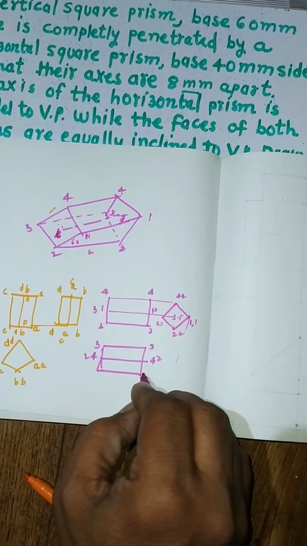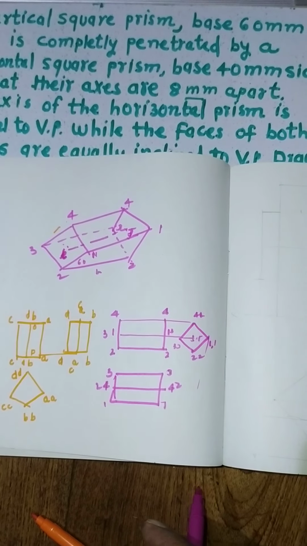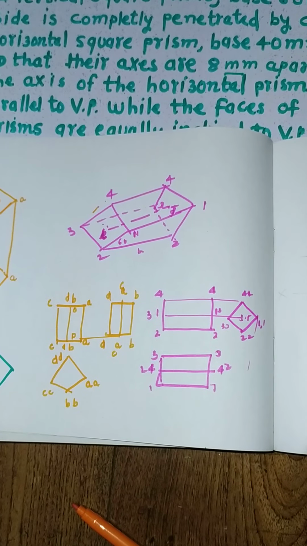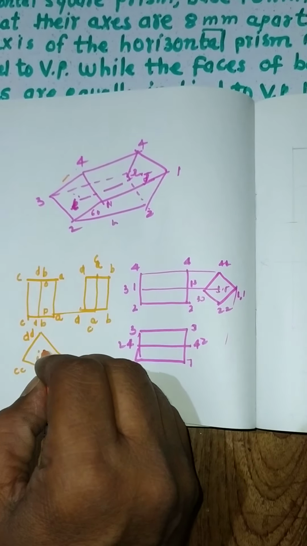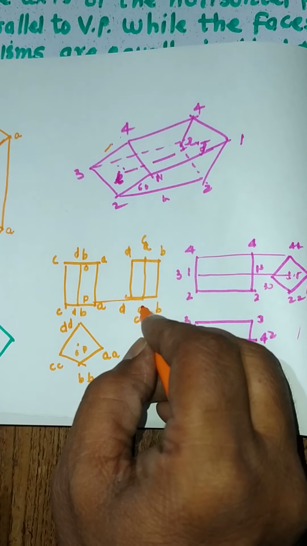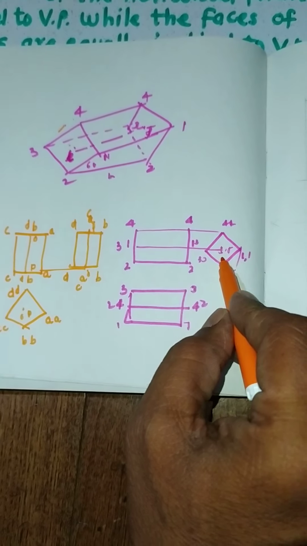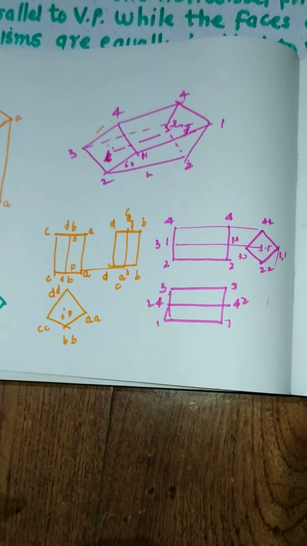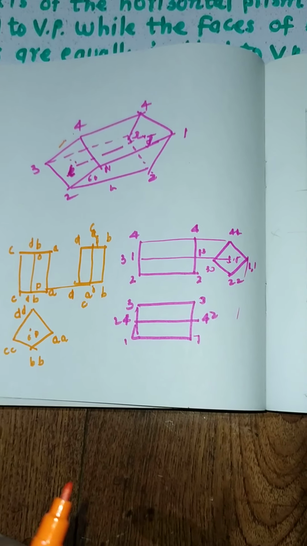This is the rough sketch which you have to imagine before starting the drawing, so you can understand the positions of the axes. Here the axis in the vertical solid is OP. This is the OP and this is also the OP in the side view. Here is the axis IJ. These axes are apart by a distance of 8 mm.